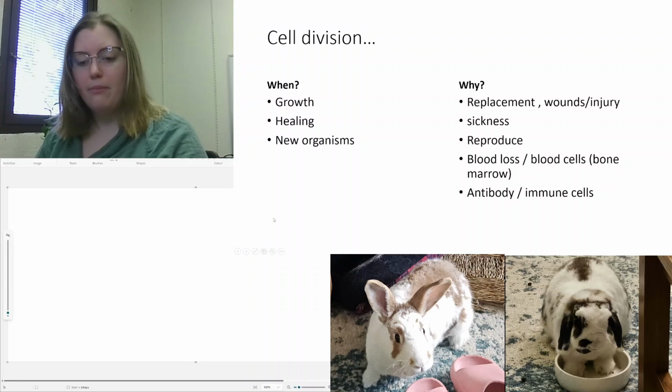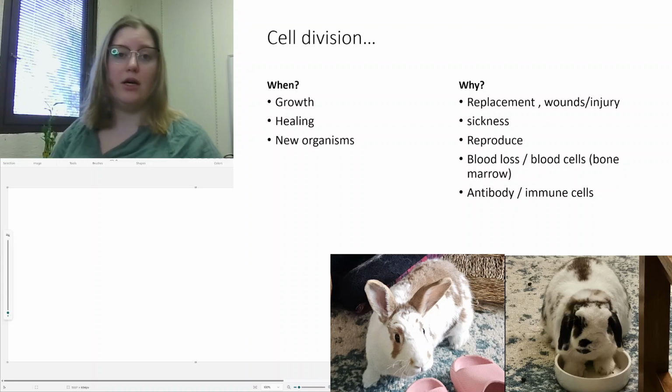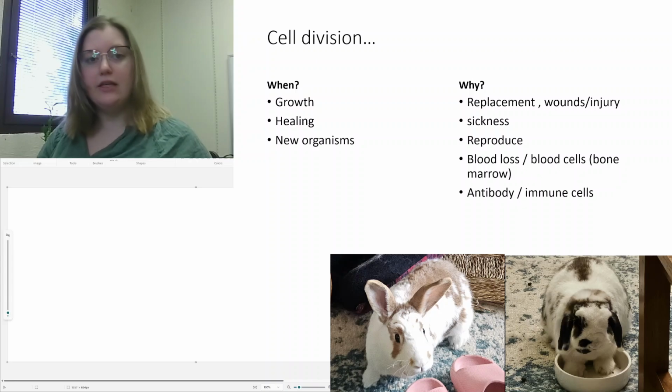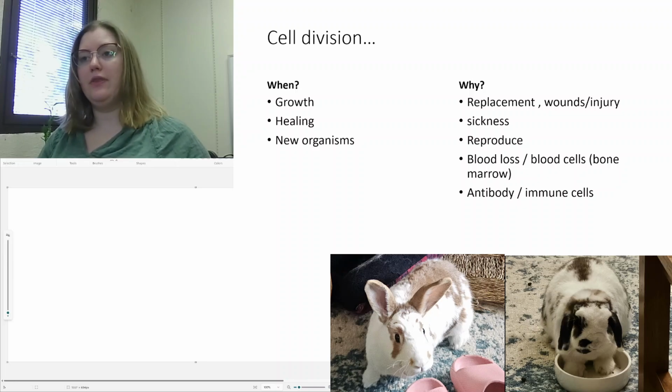So, mitosis is the process of cell division, and cell division needs to happen when an organism is growing, because the only way for an organism to grow is to create more cells. And then healing, things like wounds or sicknesses, is another reason that cells will need to divide, to replace damaged cells, and then to create new organisms. And here are some other examples to the right.